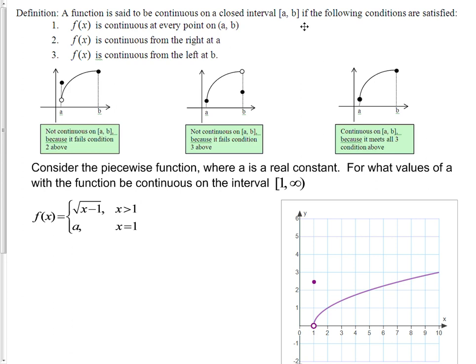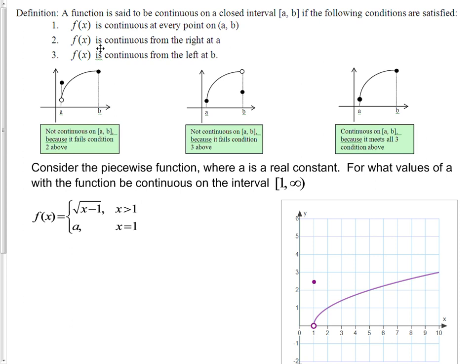the following conditions are satisfied. Number one, that the function is continuous at every interior point. You'll notice that we have round brackets. This is an interval. Round brackets are on a and b. So every point interior to a and b, not including the endpoints, are continuous. If that's the case, so far so good.